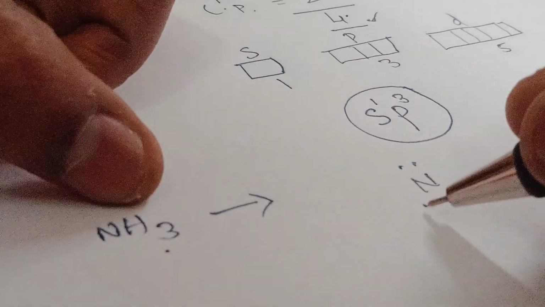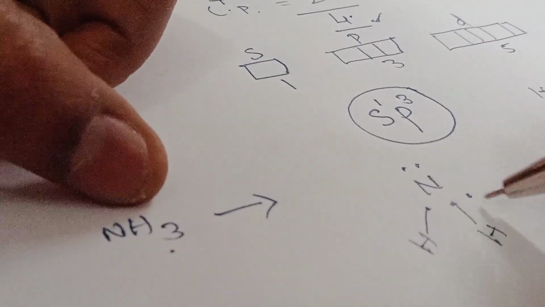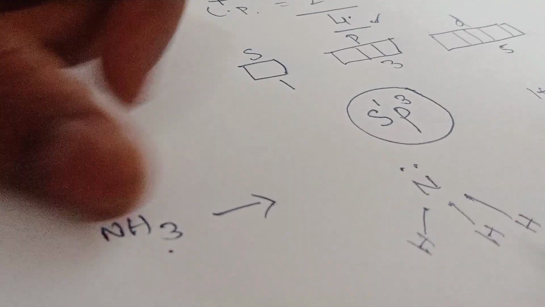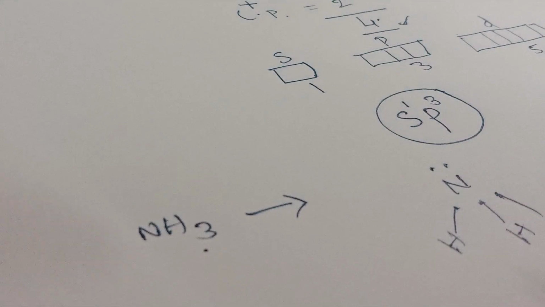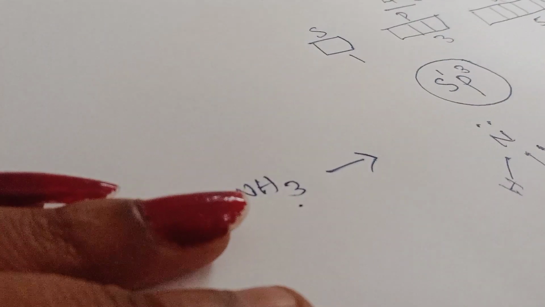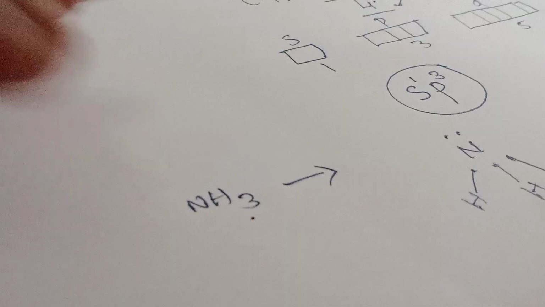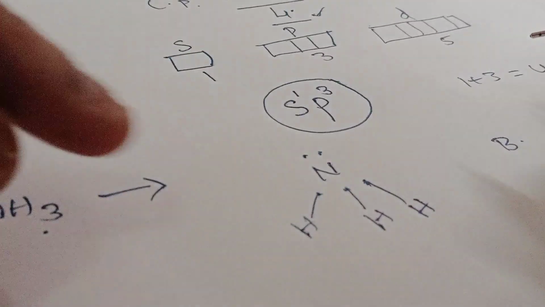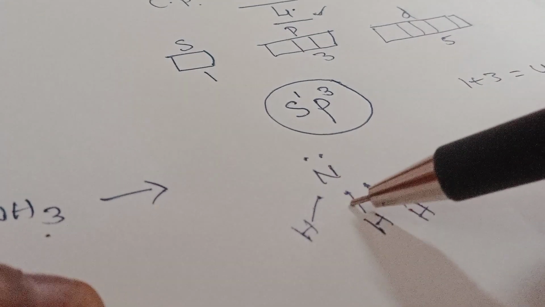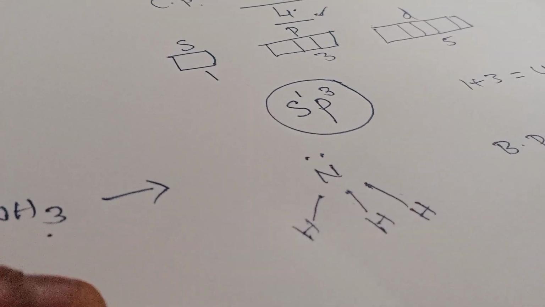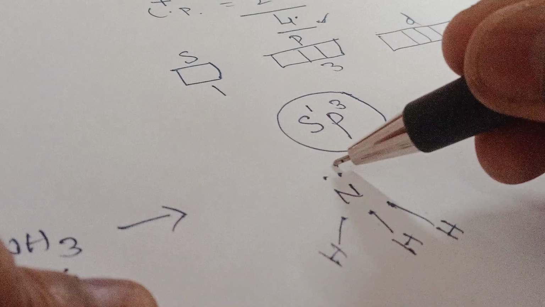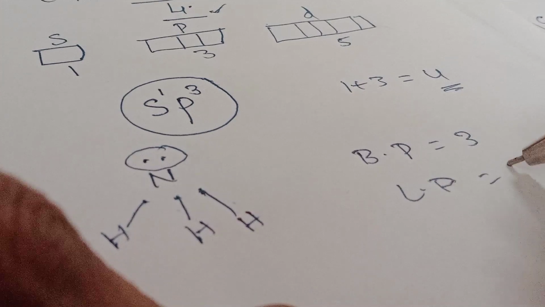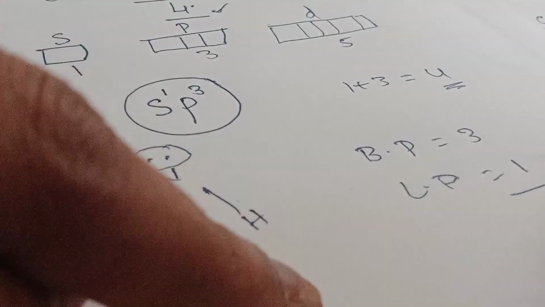I can write like this. Here, 3 hydrogen atoms are bonded with nitrogen. So the first condition is completed. Go for the next condition, the total number of bond pairs and lone pairs of the molecule. Here the bond pairs are 3, and the lone pair is 1. The total of bond pairs and lone pairs is equal to 4.